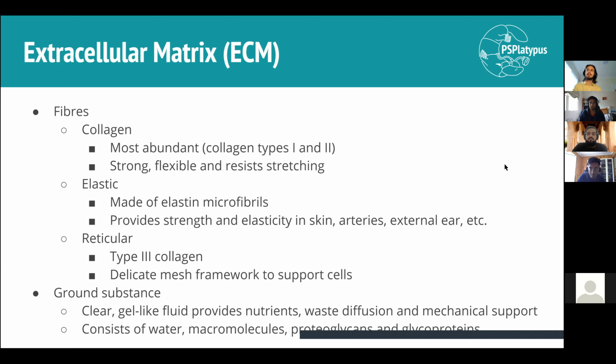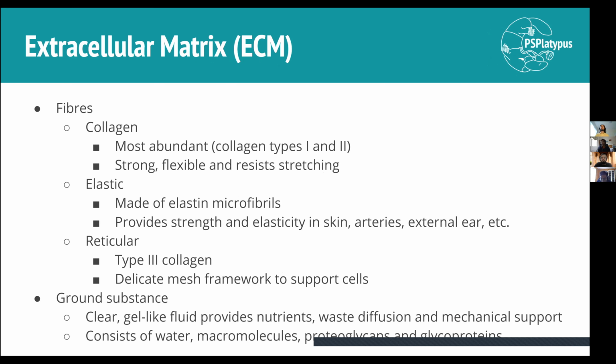Extracellular matrix, so this is the real meat and bones of connective tissue. It is what really does all the connecting of the connective tissue. So that is divided into fibers and ground substance, as I've mentioned earlier. So fibers, we have 3 main types. So we have collagen, the main collagen, and that's the most abundant type, and that's made of collagen types 1 and 2. And that's really the strong, flexible collagen, in terms of it can bend, but is resistant to stretching. It's really the strength function.